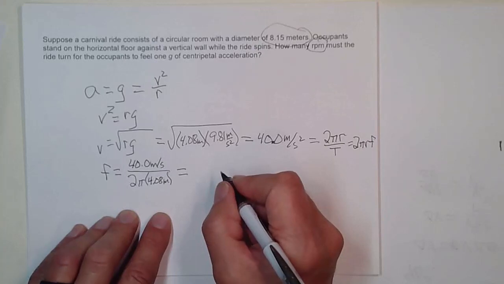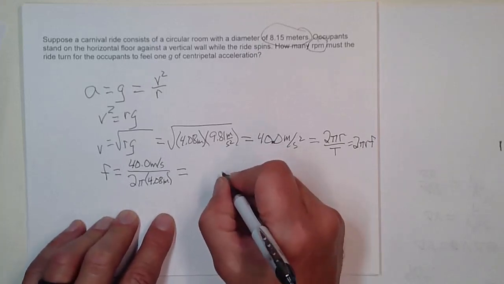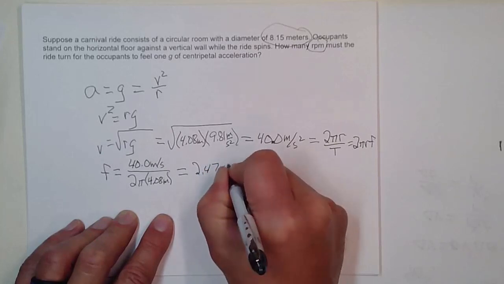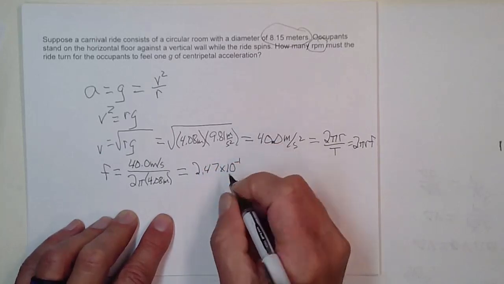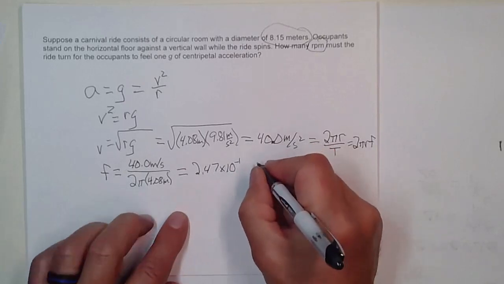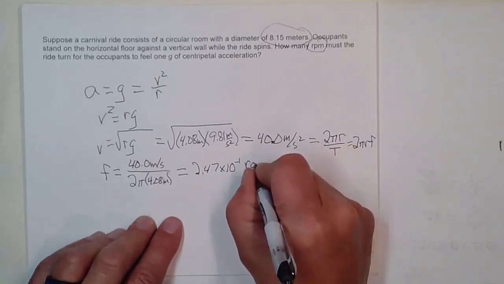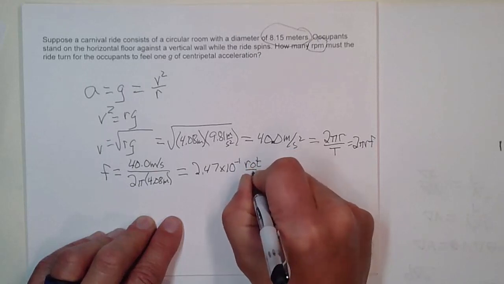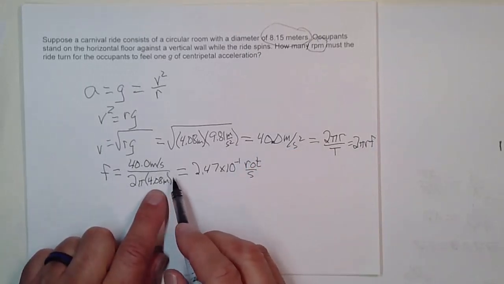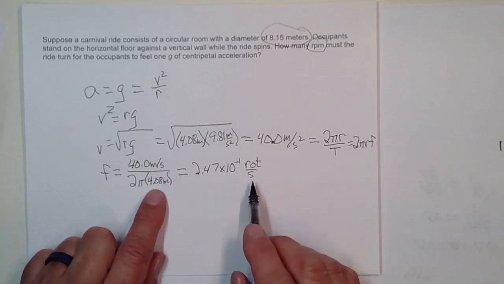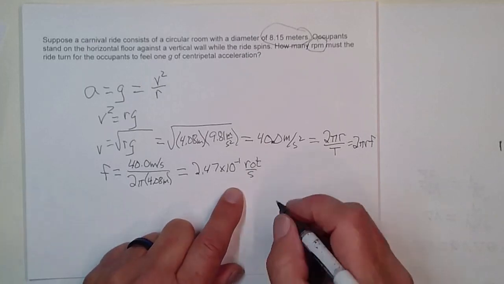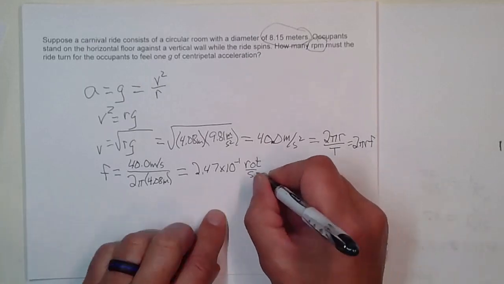Plug in the numbers here, and you get this would be 2.47 times 10 to the minus 1. I could write that as 0.247. It would just be rotations per second. The meters divide out here, and you would have per seconds as the only units, but I'm going to think of that as a rotation per second, or a revolution per second, whatever you want to call it.